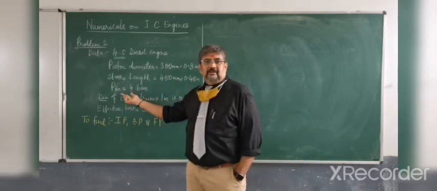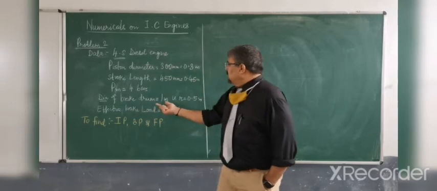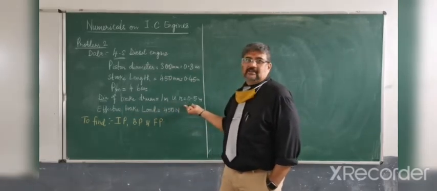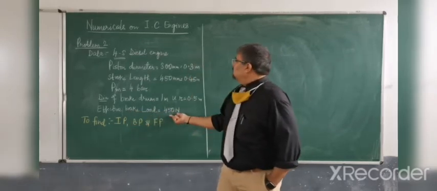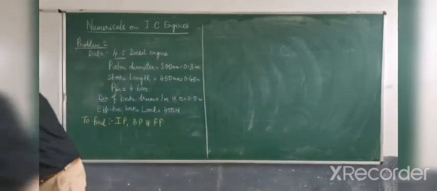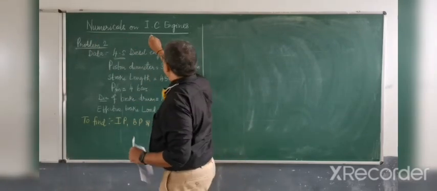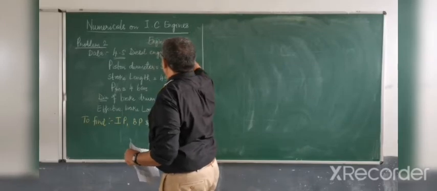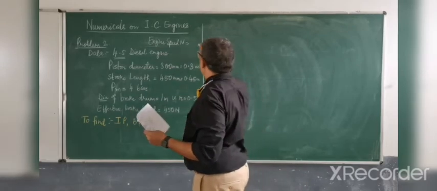The mean effective pressure is given as 4 bar in the numerical. Diameter of the brake drum is given as 1 meter. So if the diameter of the brake drum is 1 meter, obviously the radius of the brake drum will be 0.5 meters. Effective brake load is given, which is nothing but 450 newtons. I think I have missed out on one part, that is the engine speed. Okay, so engine speed, the value of N is given as 450 rpm.